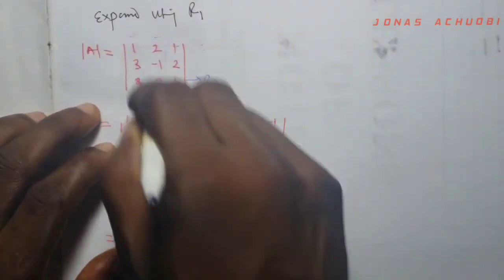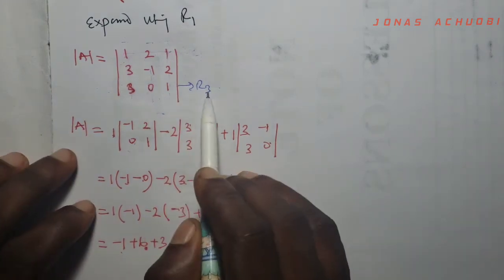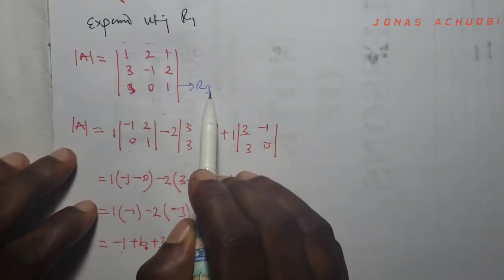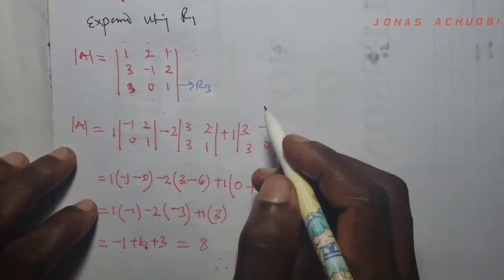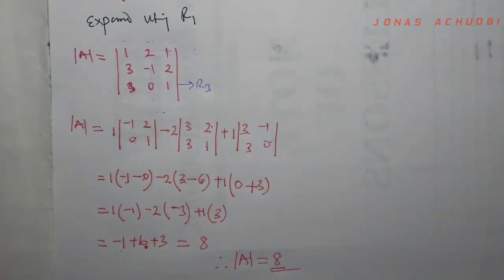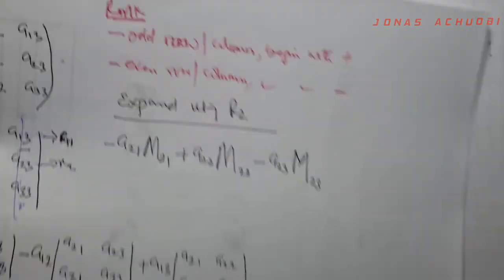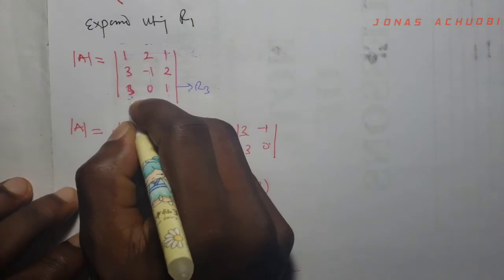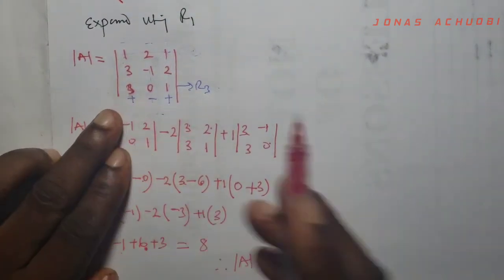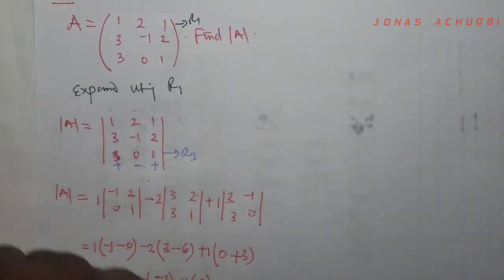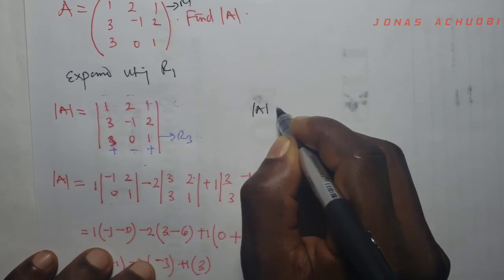So let us expand this determinant again using row 3. The next thing is row 3. Is it an odd or an even row? Row 3 is an odd row, so 3 is an odd number. You recall we said that if we have an odd row or column, we begin with a plus sign. So here we begin with plus, minus, and plus. We start with the first entry, which is 3. Let me write it just by the side. So determinant of matrix A again, now using row 3.